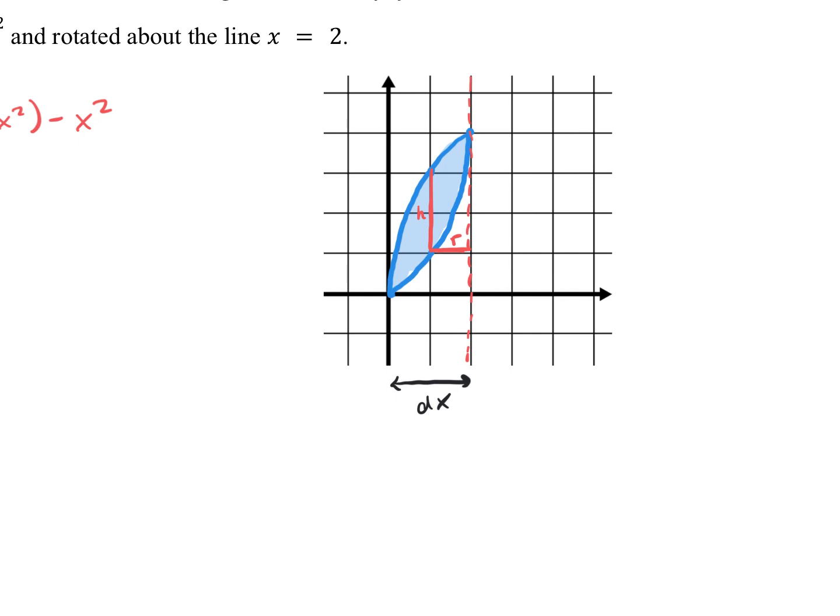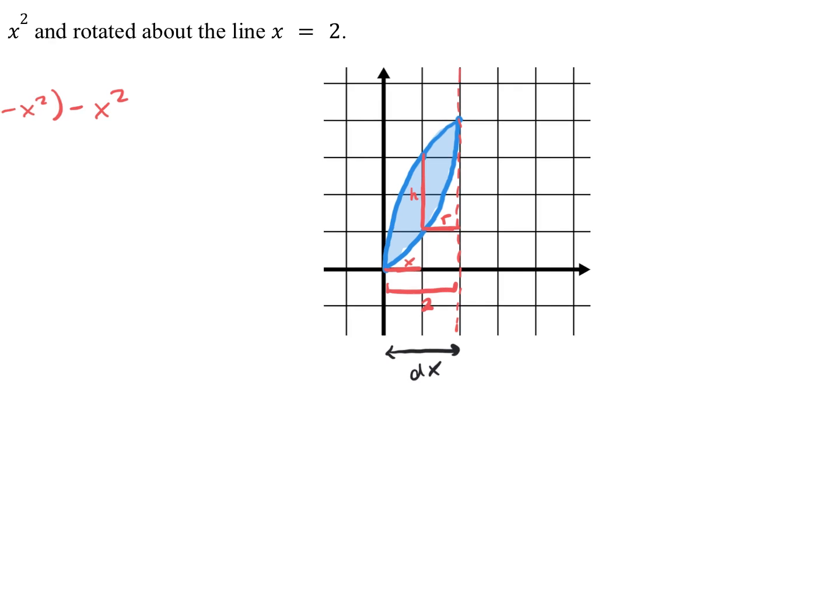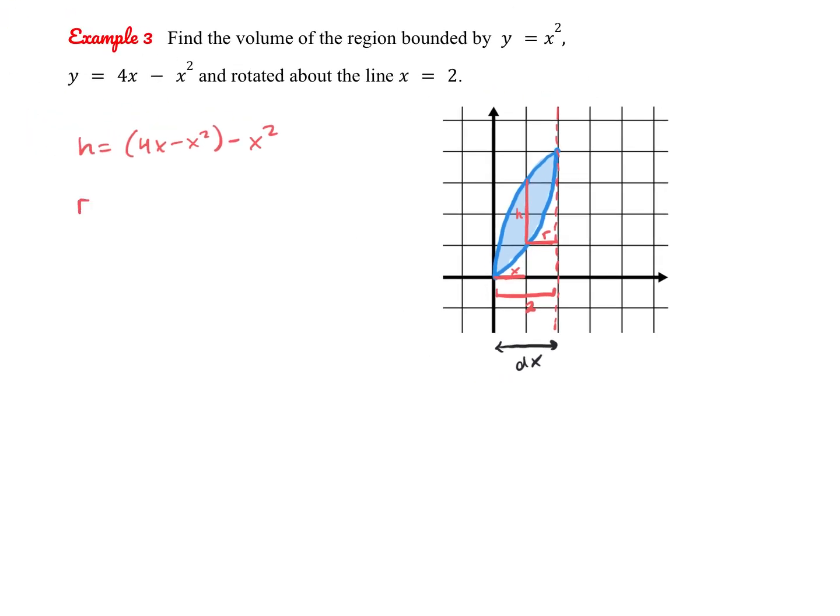So I can use some other landmarks to kind of help me. I know that this distance from here to here is 2. And I know that this distance, just moving forward, is just x. If I'm starting at the origin, I'm moving to the right, that distance is just x. So I can see that r must be 2 minus x. So you can see as x increases, r is getting smaller and smaller. But when x is almost 0, r is almost the full length of 2. So we can define r as 2 minus x.